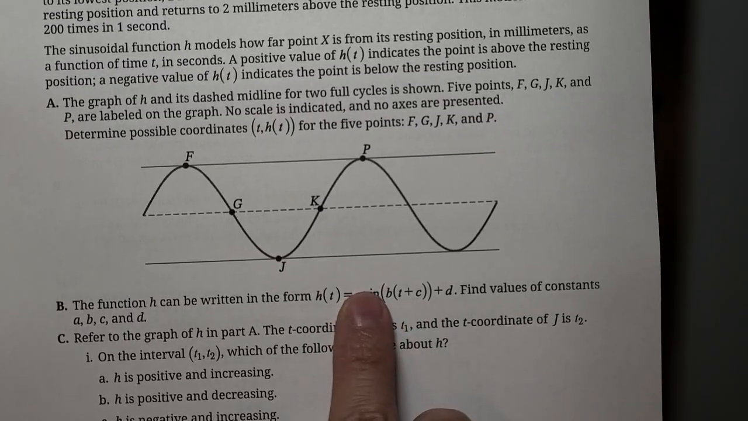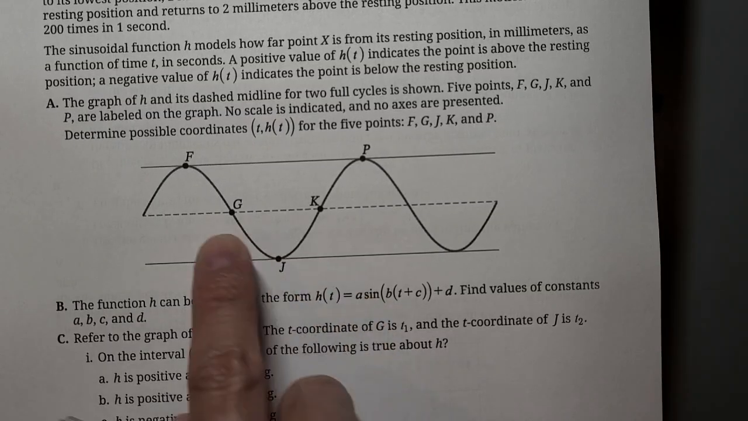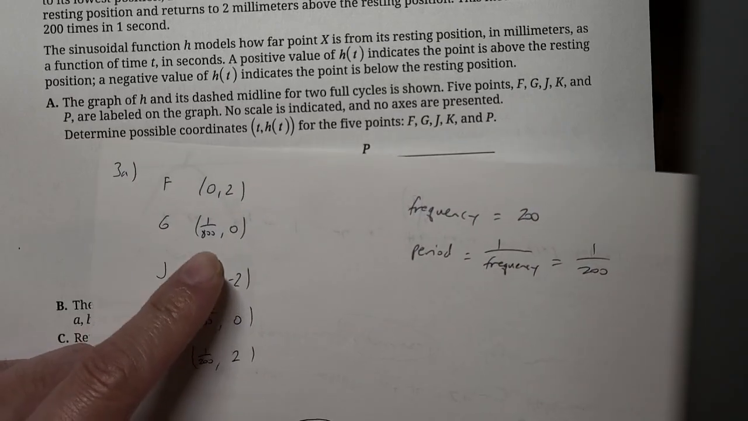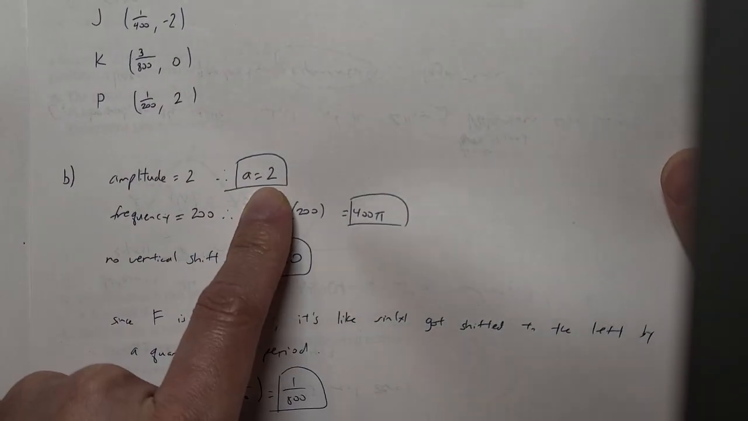So A is the amplitude. What is amplitude? It is how much it goes up or down from the midline or the average value. So if this is 0, we said this was 2, right? And it goes down to minus 2, so the amplitude is 2, A is 2.